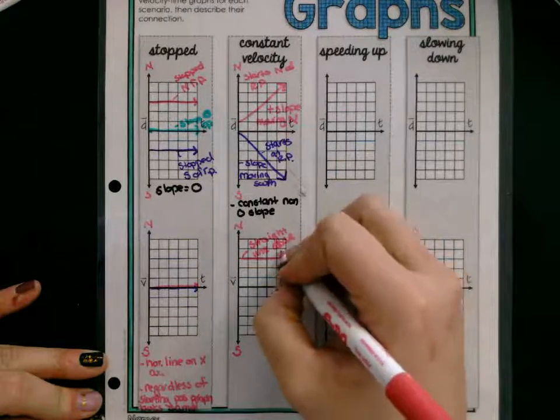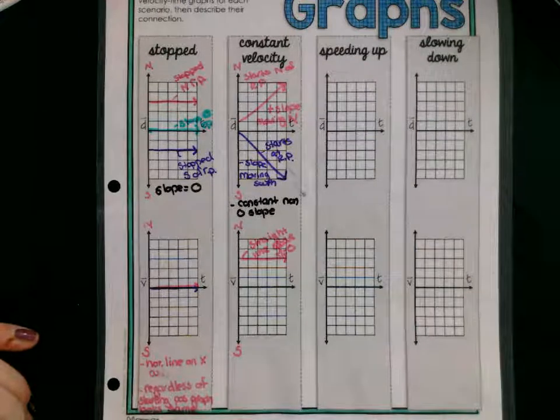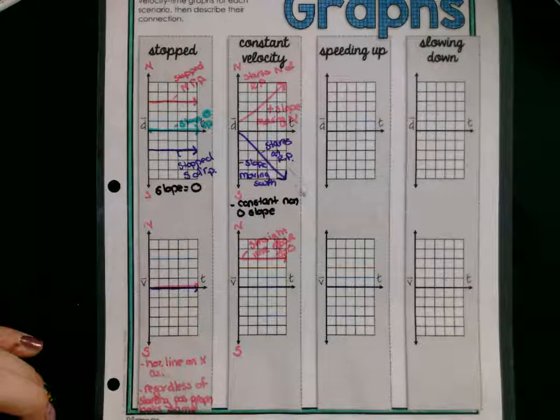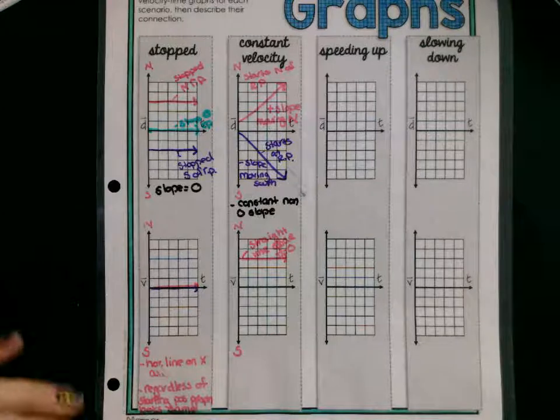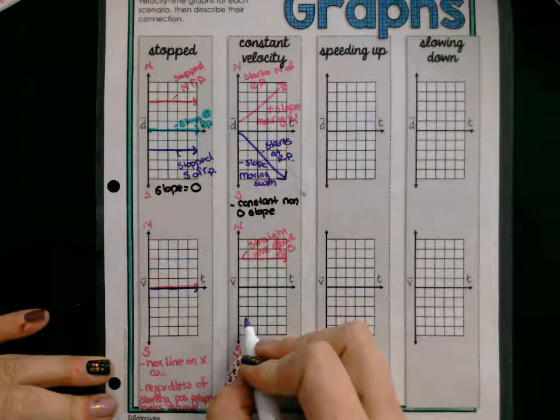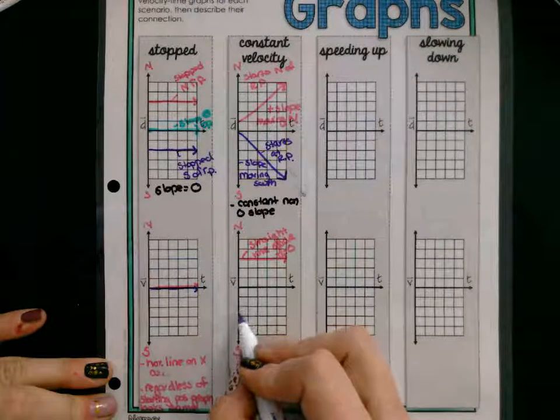Above velocity equals zero. All right. But what if I was traveling south? I'm not traveling north. I'm traveling south at 3 meters per second. And it's constant, it's not changing. I'm going to go south, or negative 1, 2, 3.